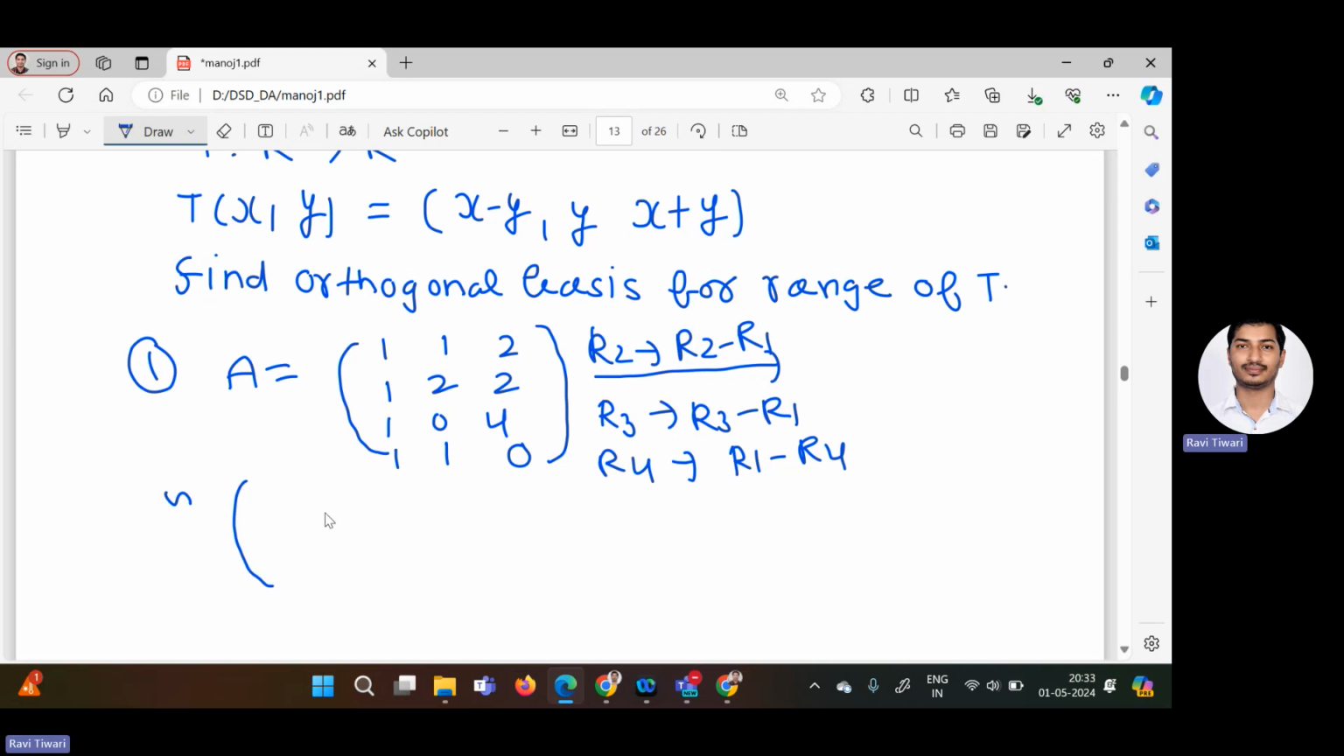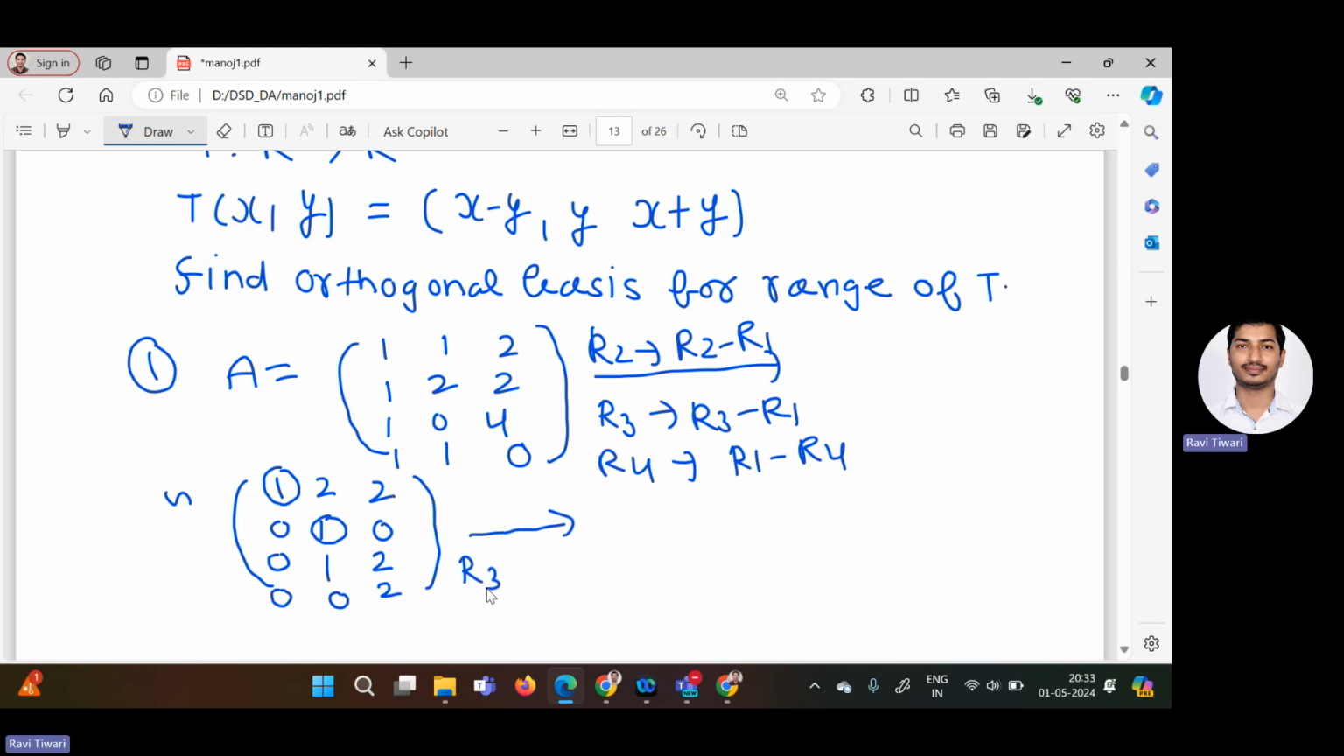The first row we are not going to change, so we get 1, 2, 2. Then 1 minus 1 is 0, 2 minus 1 is 1, 2 minus 2 is 0. Then 1 minus 1 is 0, 1 minus 0 is 1, and 4 minus 2 is 2. Then 1 minus 1 is 0, 1 minus 1 is 0, and 2 minus 0 is 2. So we get the first pivot element, and the second also is a pivot element. Now all the elements below a pivot should be 0.